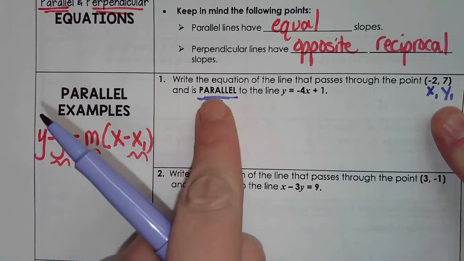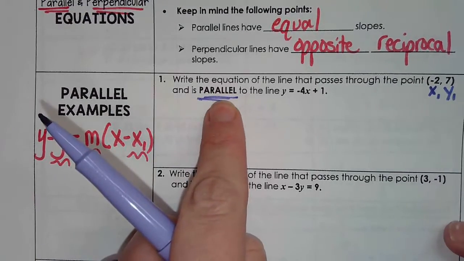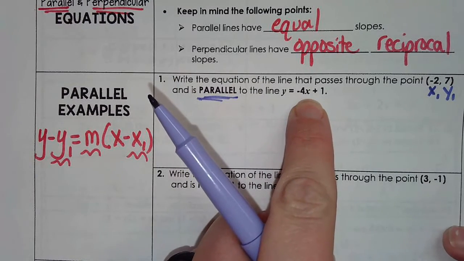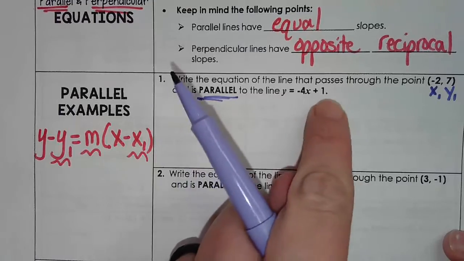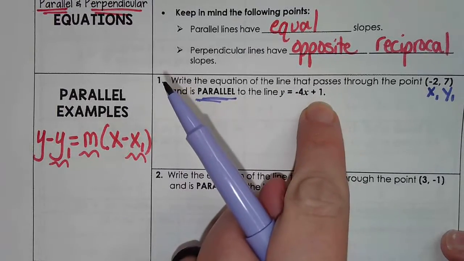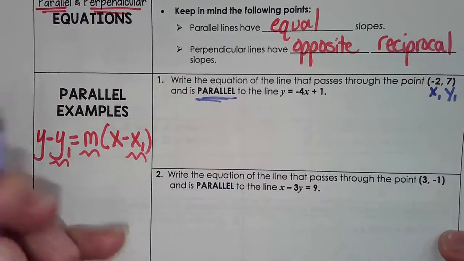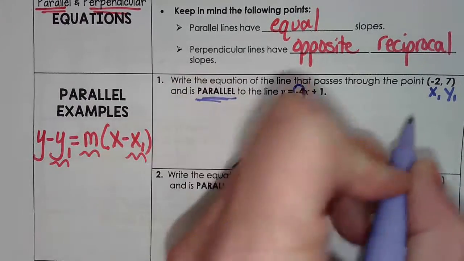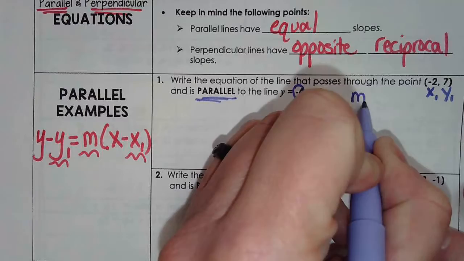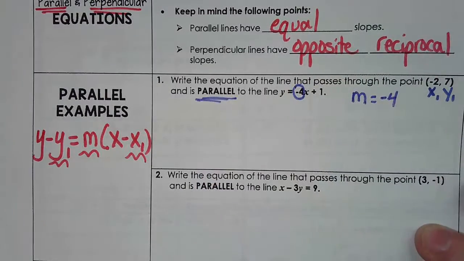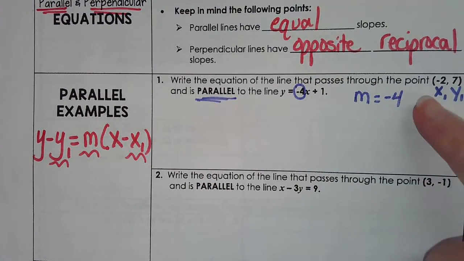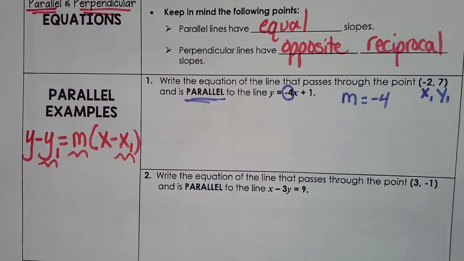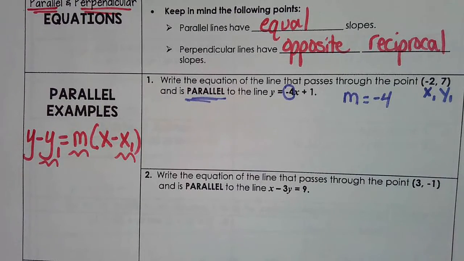And in our point slope form, we need an x1 and a y1, which we have right here, and we need a slope. So if my line is parallel to this line, that means that my new line will have the same slope. Well, conveniently, this equation is already in slope-intercept form, which means this line has a slope of -4. So my new slope will also be -4. So there's my x1, there's my y1, there's my m.